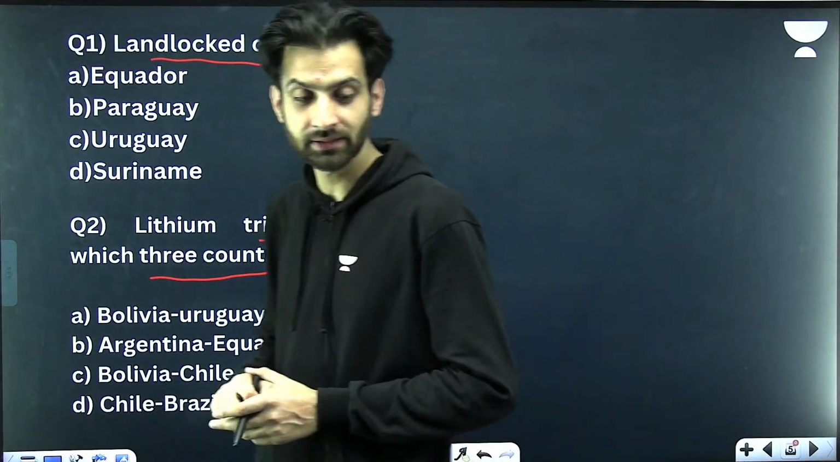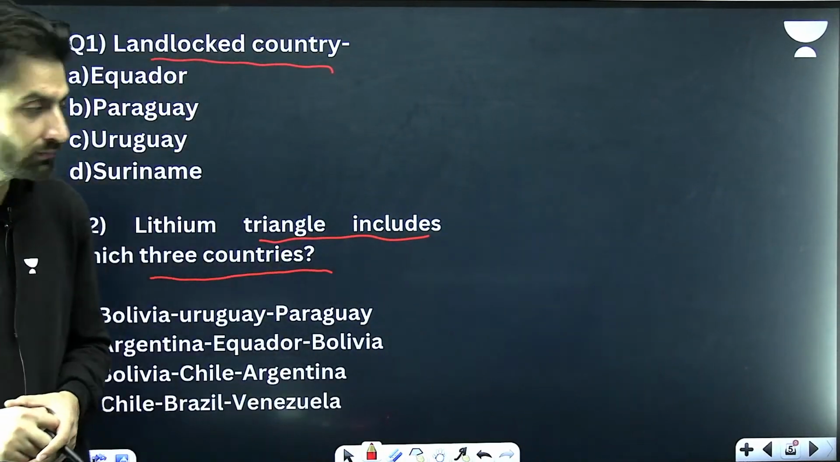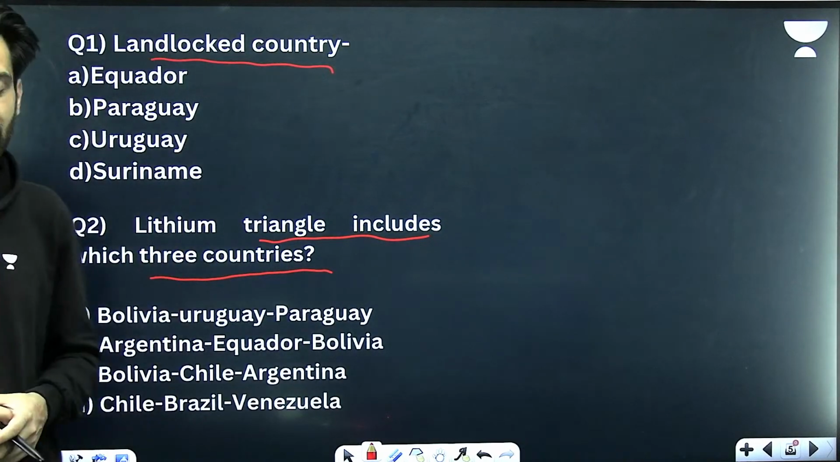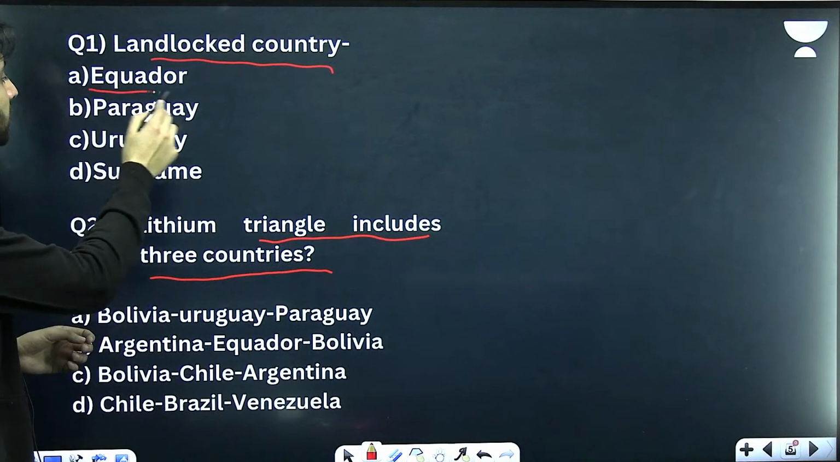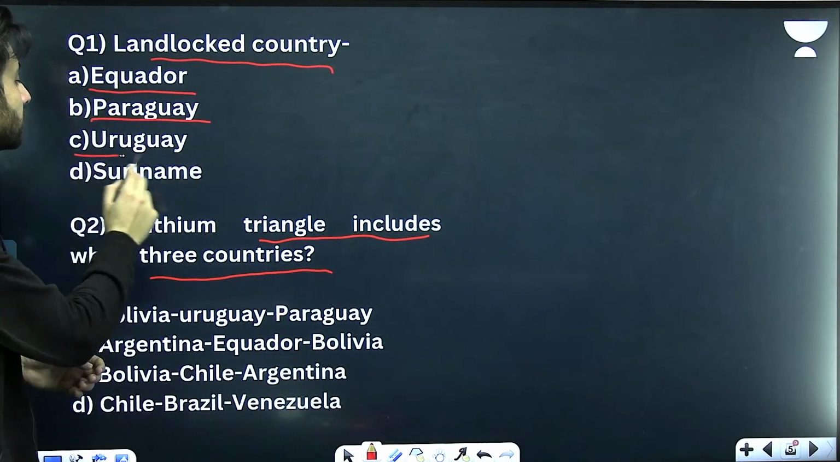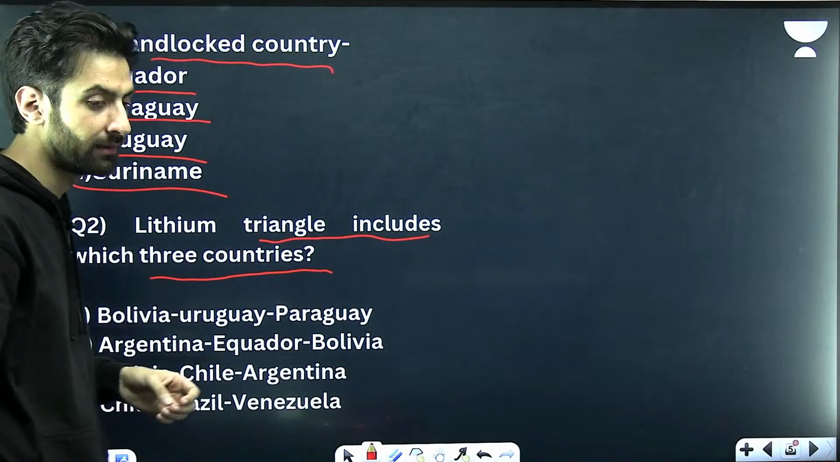Bolivia, Zainab, you are right. That's a good answer. These are 2 questions. Please answer me in the comments. Question number 1. Which of the following is a landlocked country? Ecuador, Paraguay, Uruguay, and Suriname.